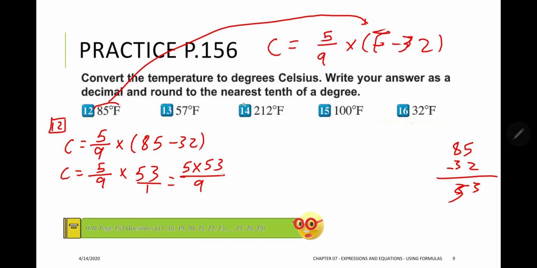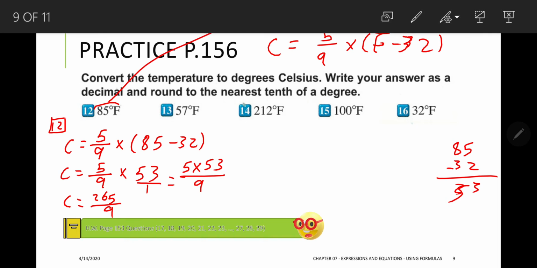So now 5 multiply 53, finding the result: 5 multiply 3 is 15, 5 multiply 5 is 25, so 265. So 265 divided by 9. And just do a long division for those two so you can find the result.